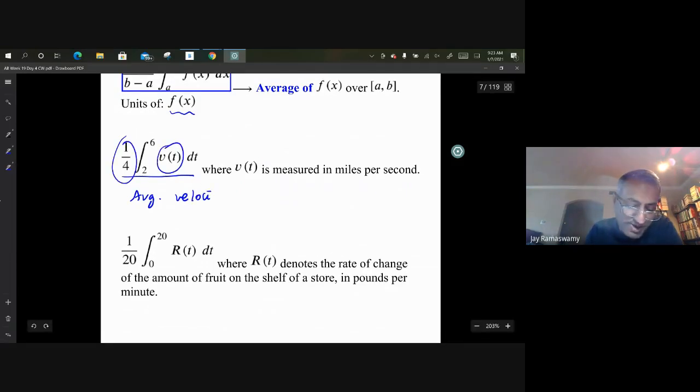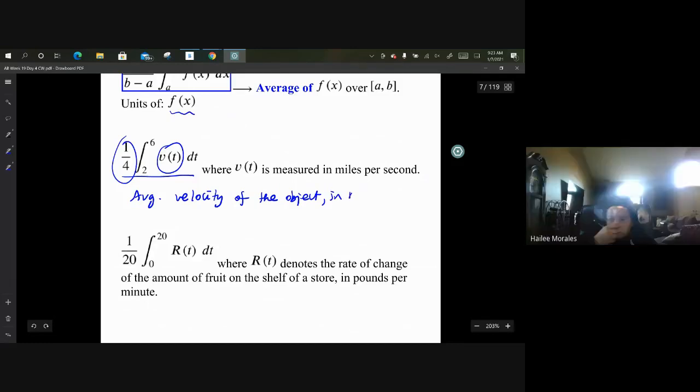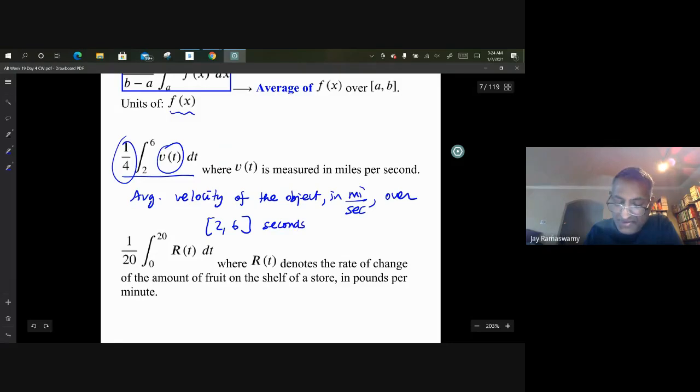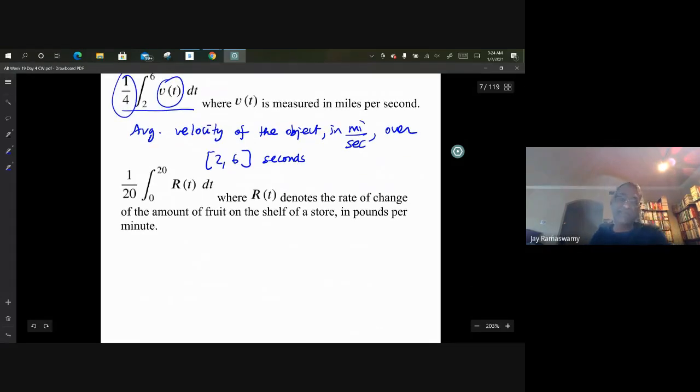So it's the average velocity of the object in miles per second over the interval 2 to 6 seconds. It's that easy. Okay, for independent practice, do this all by yourself. Go left to right, observe what R stands for, write an interpretation with the units. Do this independently. Do not be sitting idly.